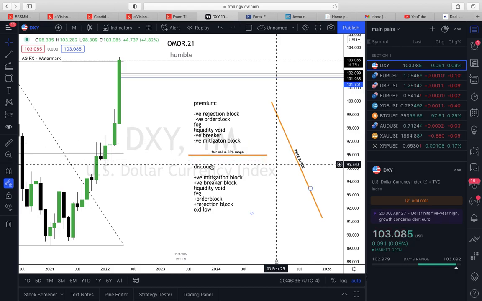It's the same. It applies to the discount. If you're trading from the premium, you're shorting from a premium to a discount. You want to look for where you can take a profit, or where you want to offer a long idea. Mitigation block. If that's not there, the breaker block. If that's not there, this, then this, then this, then this, then this.